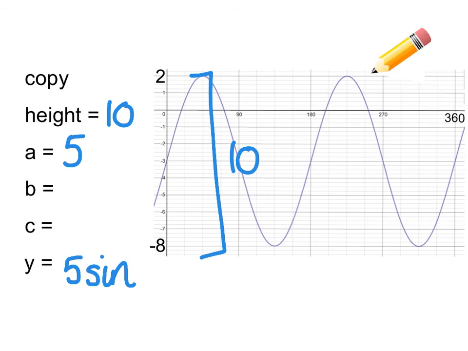How many waves are there between 0 and 360? Well, there's one wave finishing and there's the second wave finishing. So B is 2 in this case. So it's 5 sine 2x.